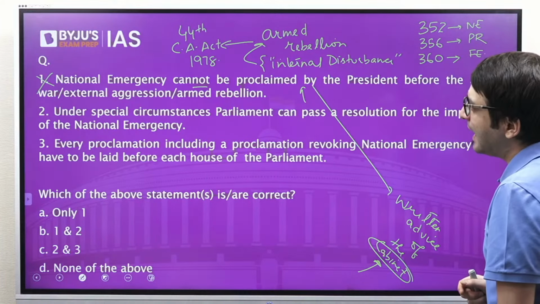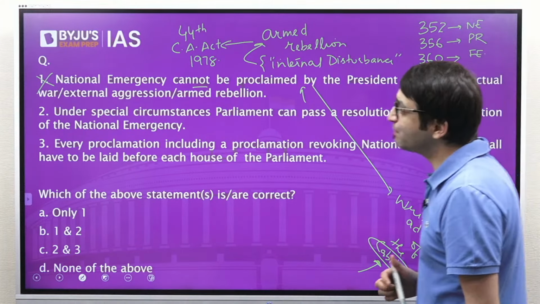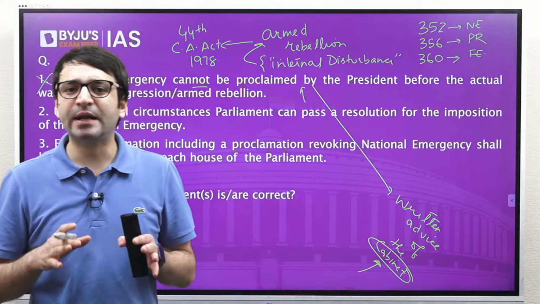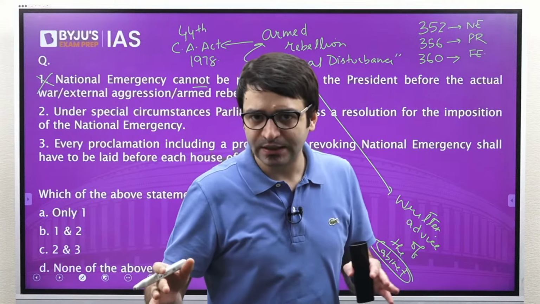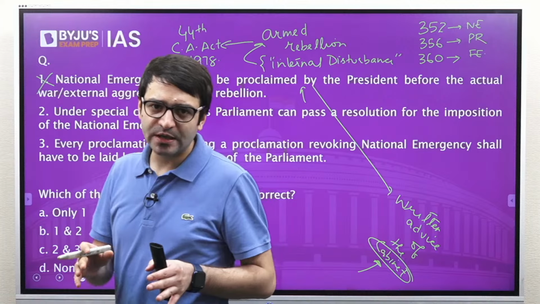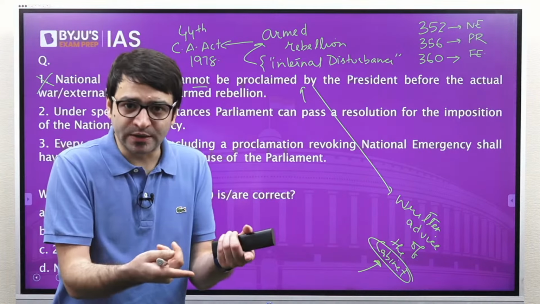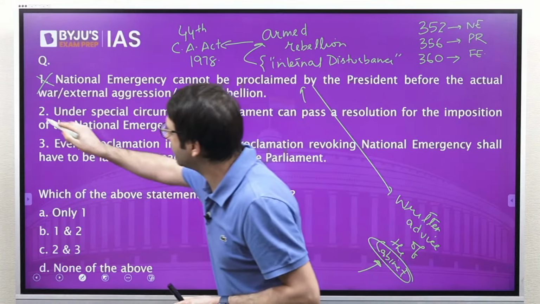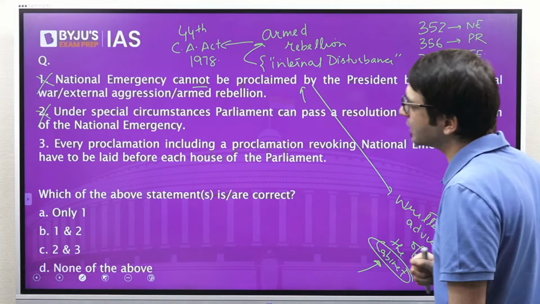Statement 2: Under special circumstances, Parliament can pass a resolution for the imposition of national emergency. National emergency can be proclaimed by the President on the written advice of the Cabinet. There is no provision in the Constitution which empowers the Parliament to pass a resolution empowering the President to proclaim national emergency. No, this statement also is wrong. There is no special circumstance mentioned in the Constitution.